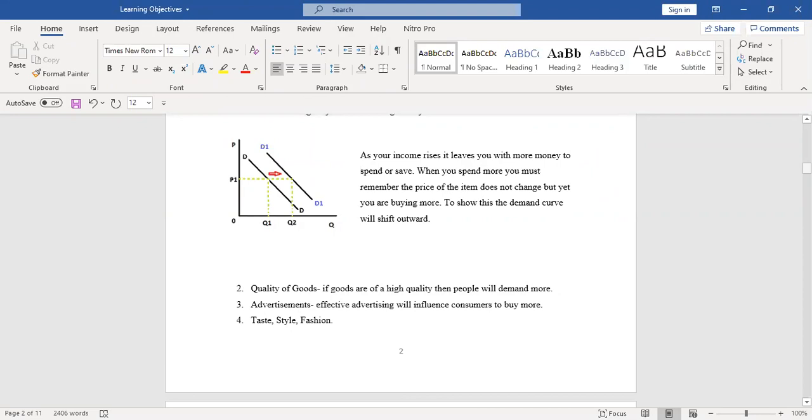Right? Conversely, meaning the opposite, on the other hand, when price falls, quantity demanded increases. That's called, oh, sorry. That's called an expansion, right? And in brackets, extension.